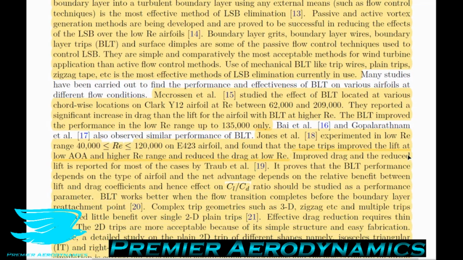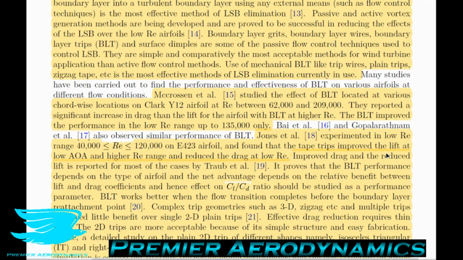So some researchers studied the effects of the boundary layer trips, so BLTs. BLT is the acronym I'm going to be using, which is similar to the bacon, lettuce, tomato sandwich, so that's easy to remember. They studied the effects of BLTs located at various coordinate locations on a Clark Y 12 airfoil at Reynolds numbers between 62,000 and 209,000. They reported a significant increase in drag relative to lift for the airfoil with BLTs at higher Reynolds numbers. The BLT improved the performance in the low Reynolds number range only up to about 135,000. Above that, it didn't so much. The reason for that is because once you get to a higher Reynolds number, the LSB doesn't really form as much, and the zone that the LSB covers is smaller as well.